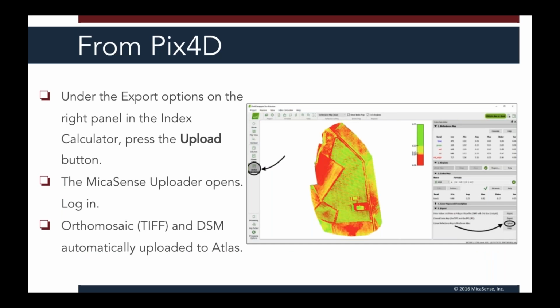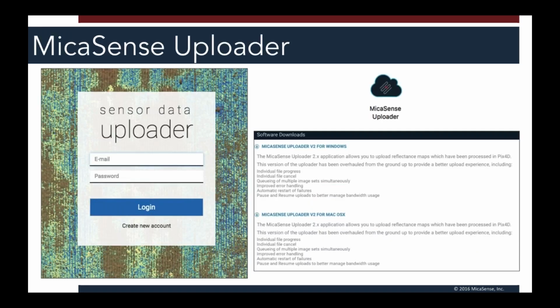Yeah, so once you get to this point, after you've generated the reflectance map in Pix4D, under the export options on the right panel, within the index calculator, there's a button that basically says upload to MicaSense Atlas. You'll click on that button, and at that point, the MicaSense uploader opens up, and you'll log in there. And the orthomosaic, the geotiff, the 5-band geotiff, and also the DSM file start uploading to Atlas. And we've got a view of that on the next slide, I believe.